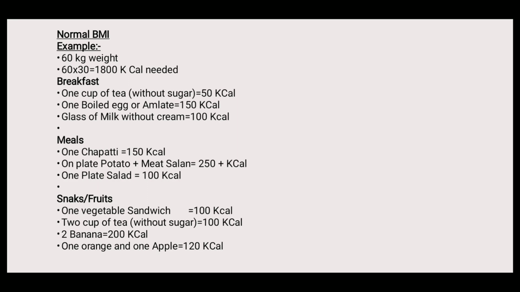The different food items are shown for the breakfast, for the meals, and for snacks and fruits. For the breakfast, you can take, for example, 1 cup of tea without sugar, 1 boiled egg or omelette, and 1 glass of milk without cream. In the meals, you can take 1 chapati, 1 plate potato plus meat salad, and 1 plate salad. As she would definitely take 2 meals, we multiply these meals by 2. And for snacks and fruit, at other times of the day, she can take 1 sandwich, 2 cups of tea, 2 bananas, 1 orange, and 1 apple. So that makes her whole day plan.